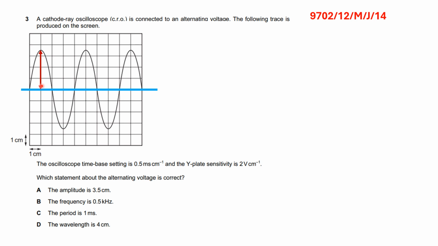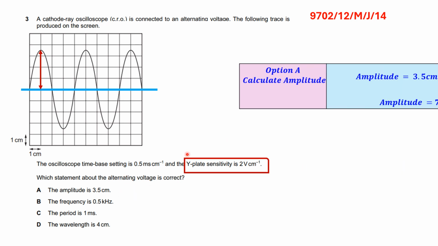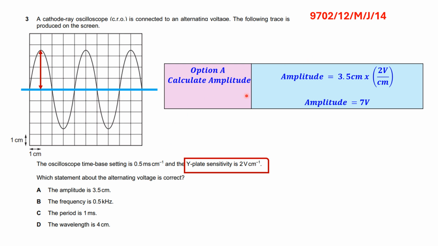But wait a minute. We are given a Y plate setting, which is 2 volts per centimeter. So that's not the value of the amplitude. It needs to be displayed in volts. So how do we do that? We calculate the amplitude based on the setting that was given in the question. 3.5 centimeters times 2 volts per centimeter gives us 7 volts. So option A is incorrect.